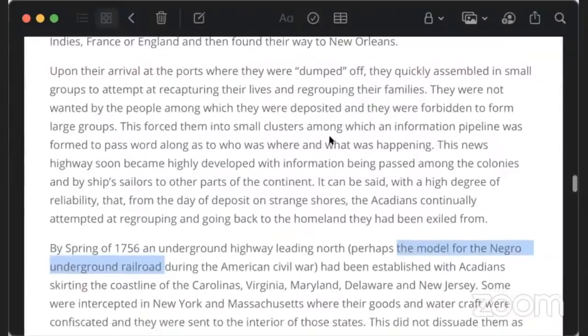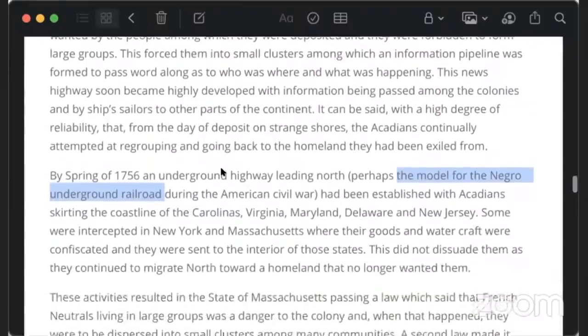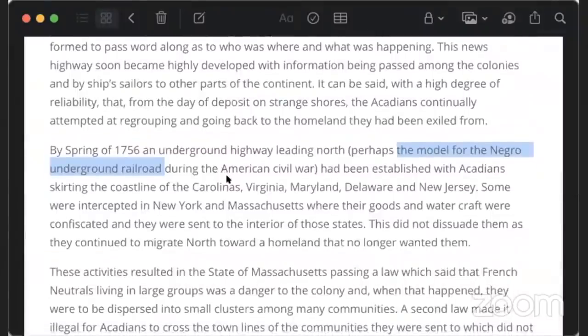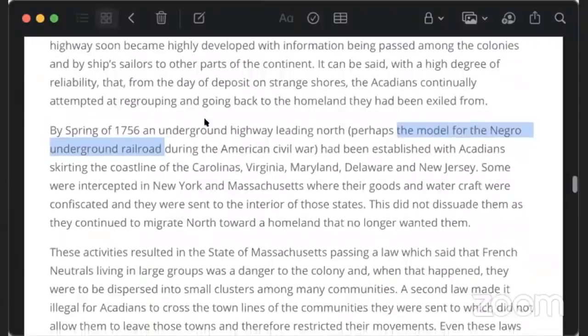This forced them into small clusters among which an information pipeline was formed. This news highway soon became highly developed, with information being passed among the colonies and by ship sailors to other parts of the continent, and it can be said with a high degree of reliability that from the day of deposit on a strange shore, the Acadians continually attempted a regrouping and going back to the homeland they had been exiled from.